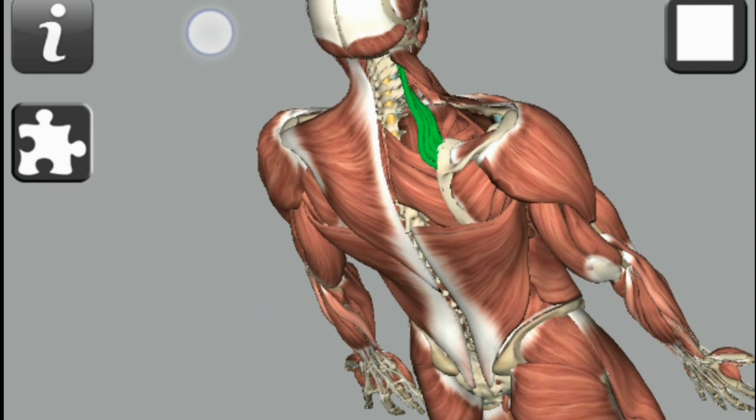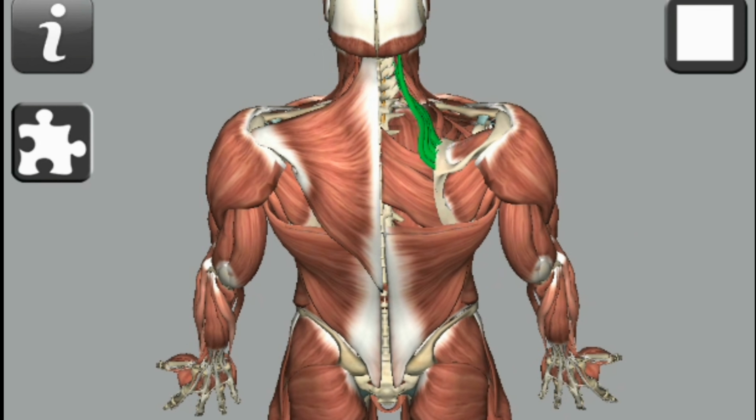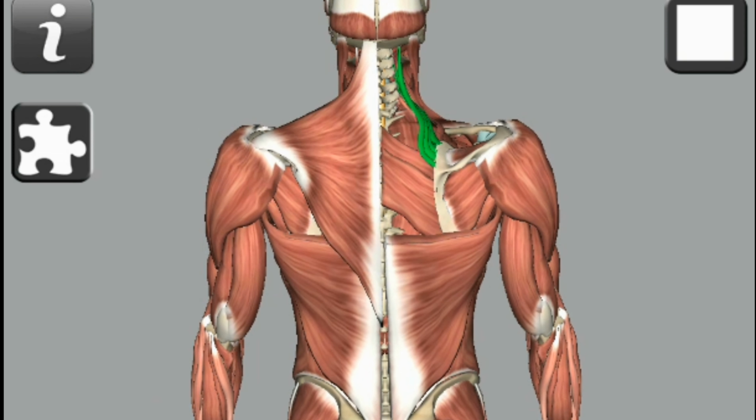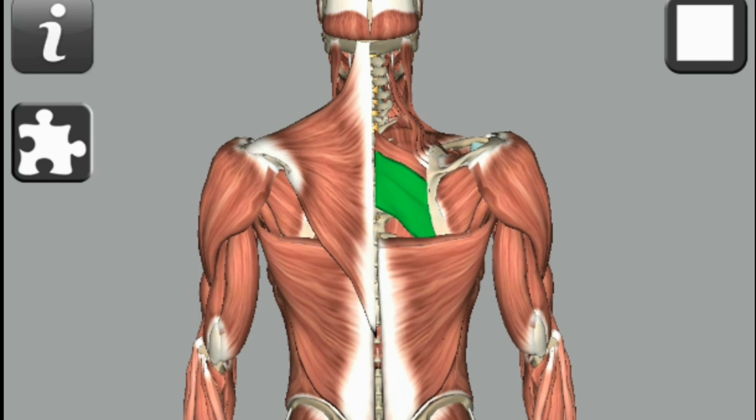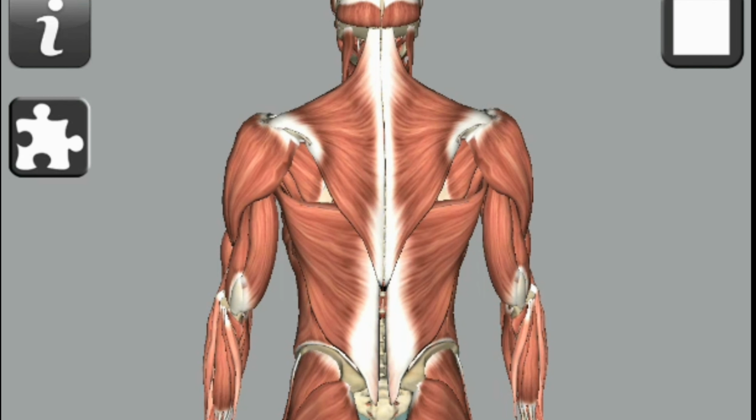And number 4 is the rhomboid minor muscle. Rhomboid minor muscle is also present under the trapezius muscle. So this is the rhomboid minor muscle. And number 5 is the rhomboid major muscle, which is also present under the trapezius muscle. So these are the five muscles of the back.